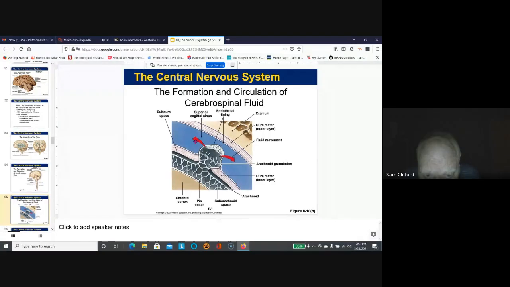Okay, so here's the cerebral cortex. That's the brain, and here's the pia mater and so on. And here we have the sinus where the cerebral spinal fluid is going to be circulating.